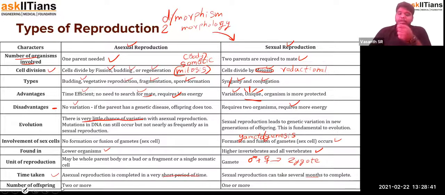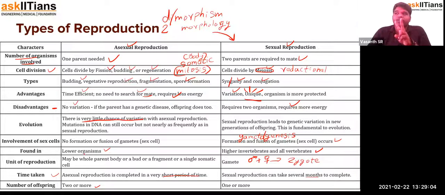So the number of offspring formed will be 2 or more. That's something that you need to understand over here. In asexual reproduction, you have more organisms formed, and sexual reproduction has very few organisms formed. It differs and varies from animal to animal, organism to organism. When you talk about a certain organism, it produces only 2.